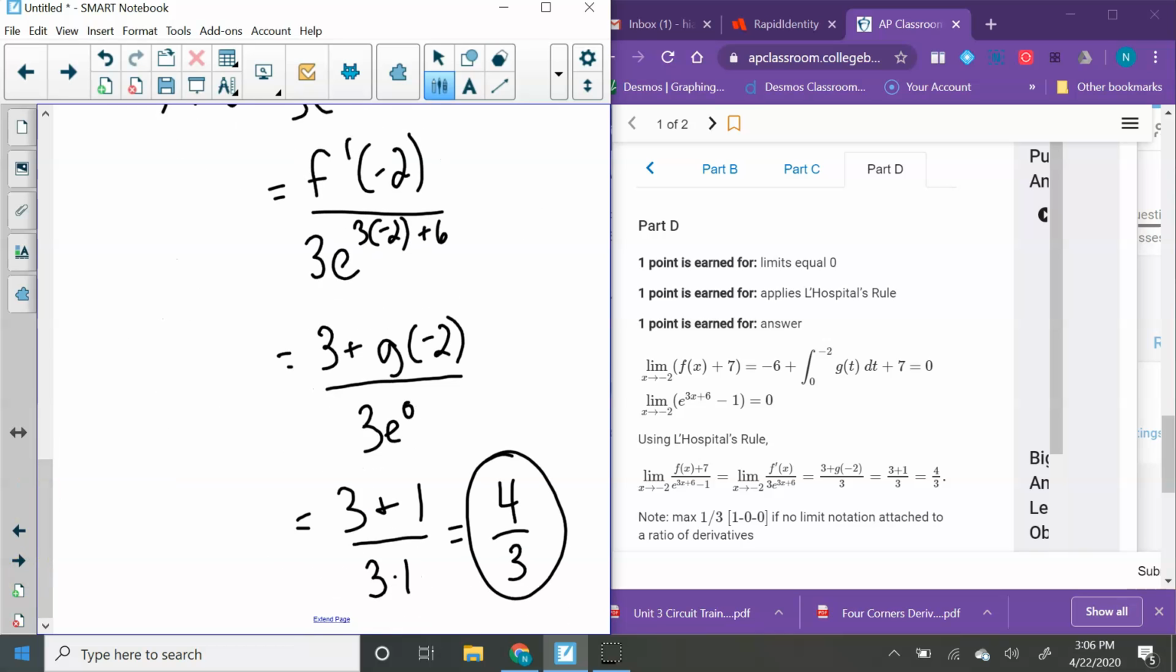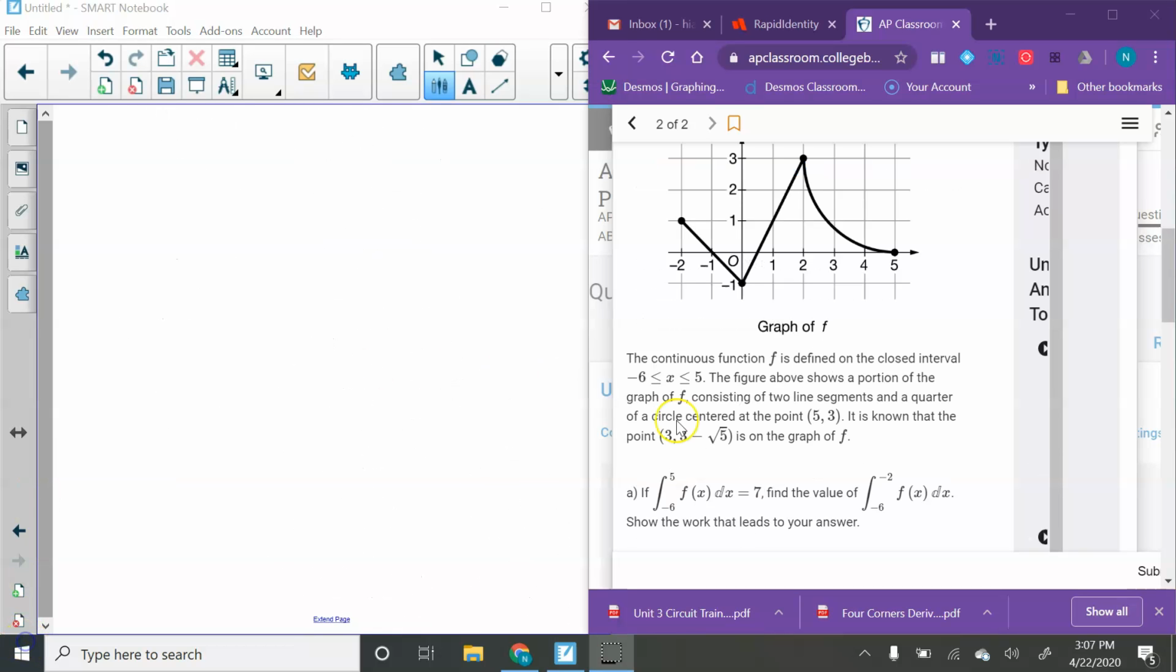So that's the first problem. Let's go to the second. All right, this problem tells us that we have a continuous function f, and it's defined on this closed interval. We know here that it consists of 2 line segments, so these parts right here are lines, and then we have a quarter of a circle right here. It is known that the point 3, minus square root of 5 is on the graph. So 3, minus square root of 5 is right here on that graph.